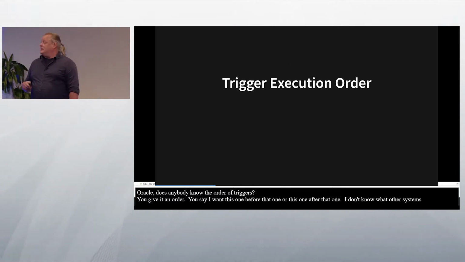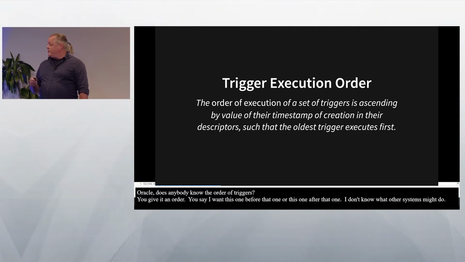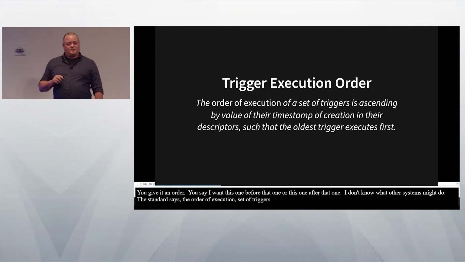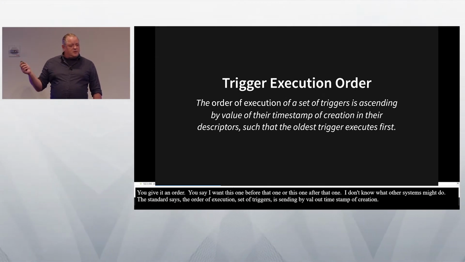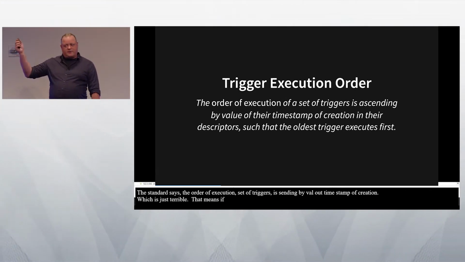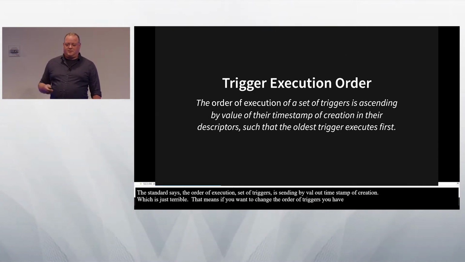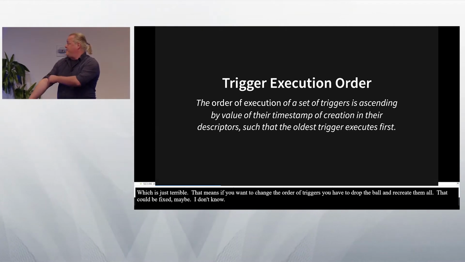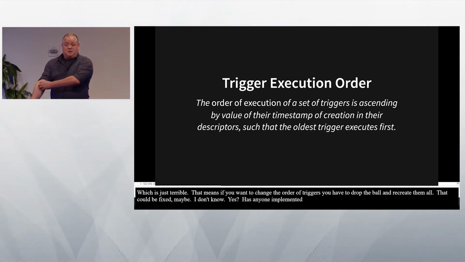The standard says the order of execution of a set of triggers is ascending by value of their timestamp of creation, which is just terrible. That means if you want to change the order of your triggers, you have to drop them all and recreate them all. That could be fixed, maybe. I don't know. Has anyone implemented that? Not to my knowledge.